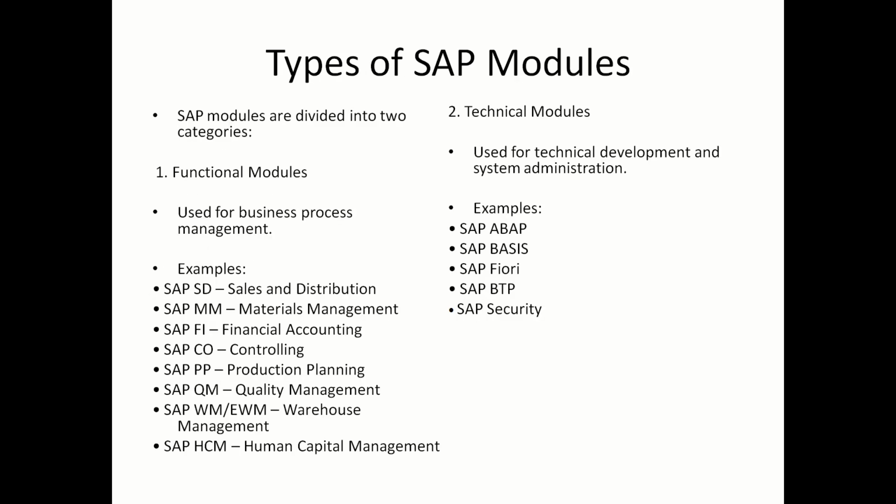Now what are the various types of modules in SAP? Before going to the modules, there are two categories. The first one is the functional category and the second one is the technical category. Functional modules are used for different process management, such as SAP Sales and Distribution, SAP Material Management, SAP Finance Accounting, SAP Controlling, and SAP Production Planning. Likewise, technical modules are SAP ABAP, SAP Basis, SAP Fiori, SAP BTP and Security.